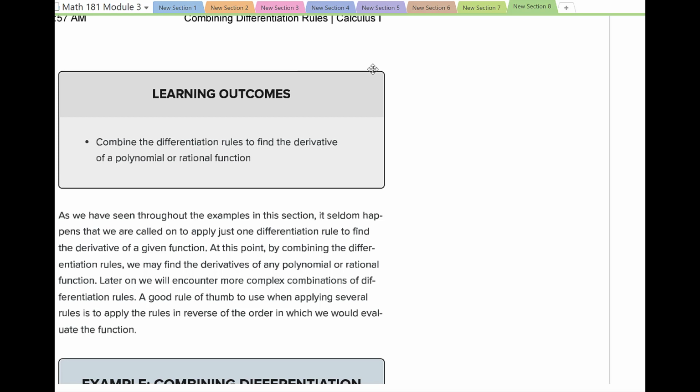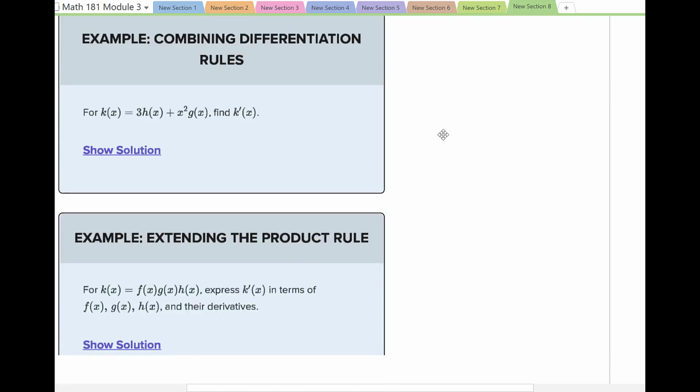In this section, we are going to learn about combining differentiation rules to find the derivative of polynomial and rational functions. That's our learning outcome, but it's about combining these rules and going a little further with it. So let's take a look at this. K of x equals 3h of x plus x squared g of x. We want to find k prime of x. So we're going to be using the product rule a couple of times here.